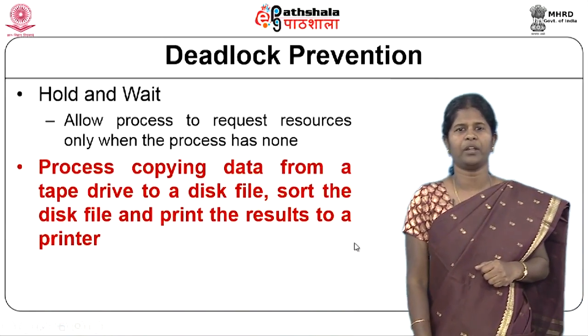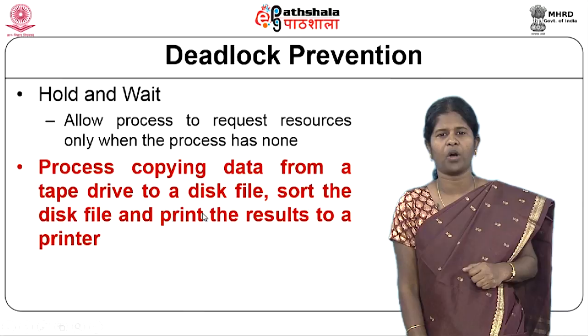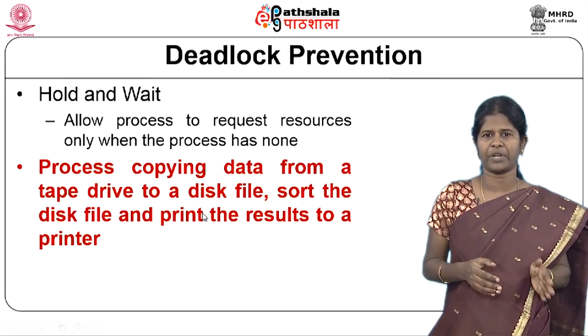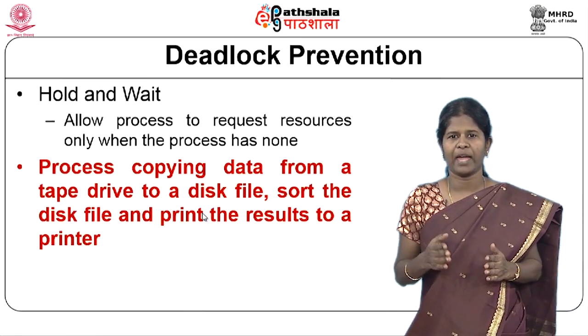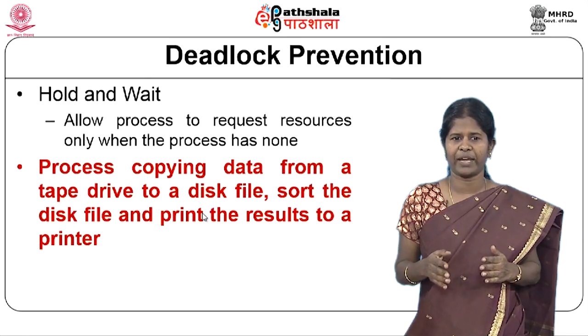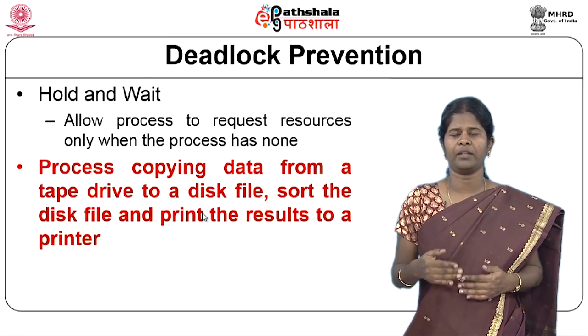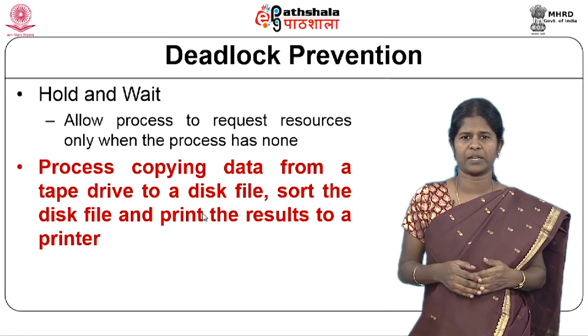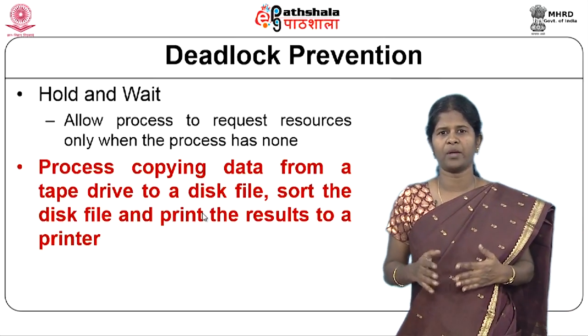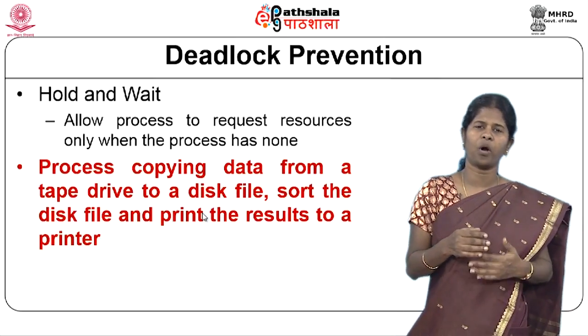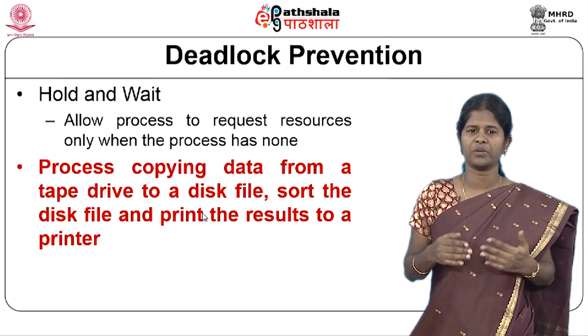Say, for example, you have a process copying data from a tape drive to a disk file, and then it will sort that file on the disk, and then it will print the results to a printer. So, this has to be done by a process. And what are the resources that need to be used here?